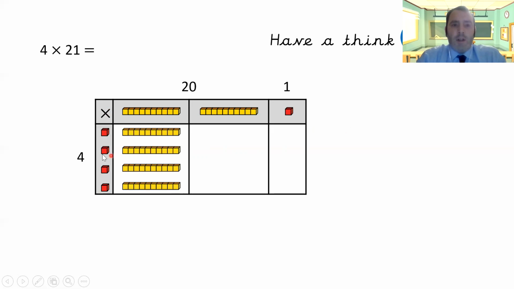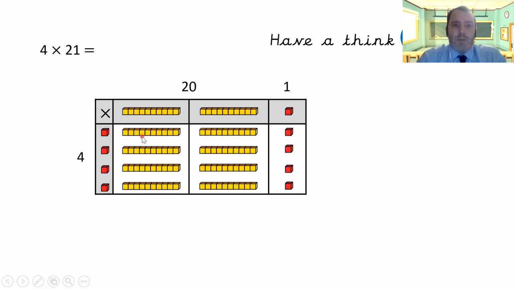So I'm going to put 4 tens in. I've still got tens to work with here, so I'm going to put another 4 tens in. And then down here, I've got 4 ones need to go in. So each row now has got 21 in it, and I've got 4 rows there. Now all I need to do is count them up. So I've got 8, so I've got 10, 20, 30, 40, 50, 60, 70, 80, 1, 2, 3, 4, to give me my answer of 84.